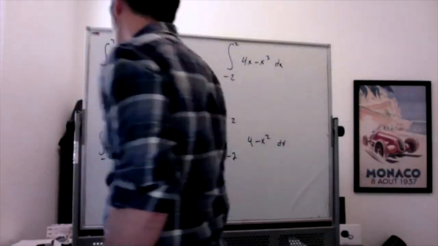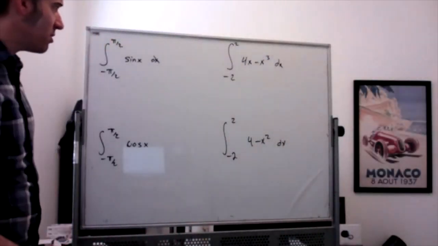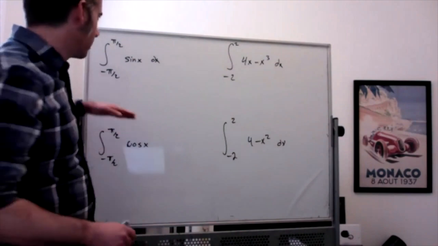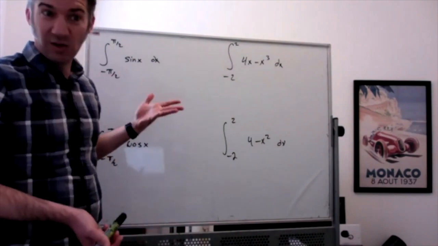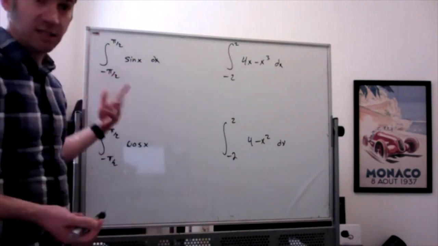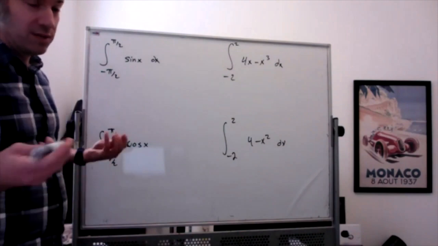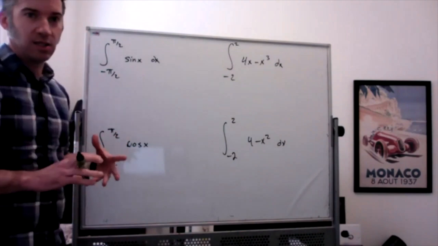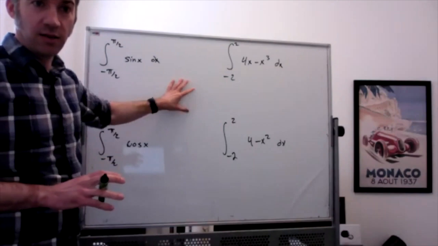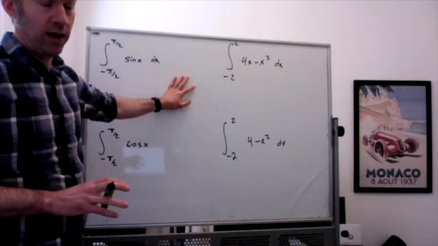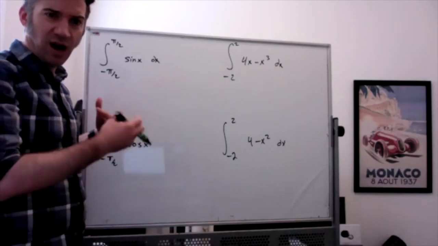So here's a few examples of the top things we don't actually have to calculate because they're zero, because sine of x is an odd function. What does it mean to be an odd function? It just means that essentially the side right of the y-axis and the side left of the y-axis kind of do the opposite things.